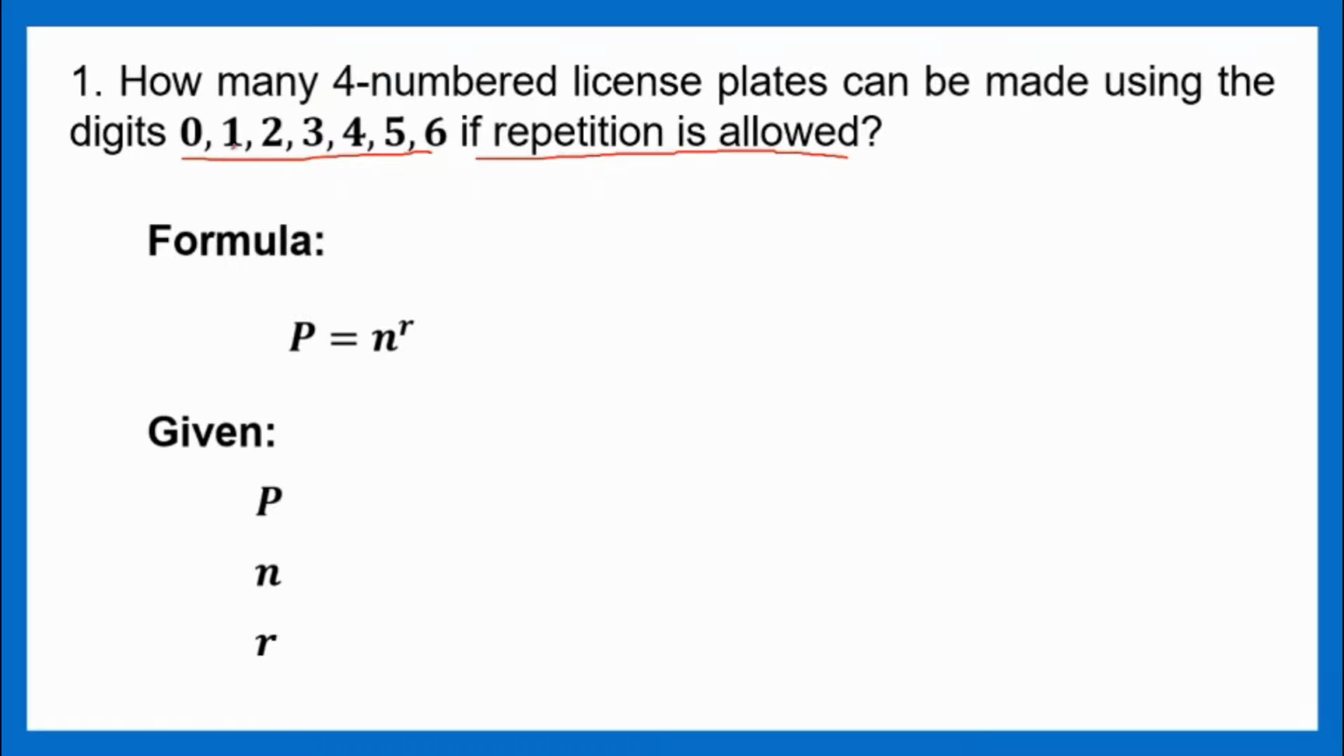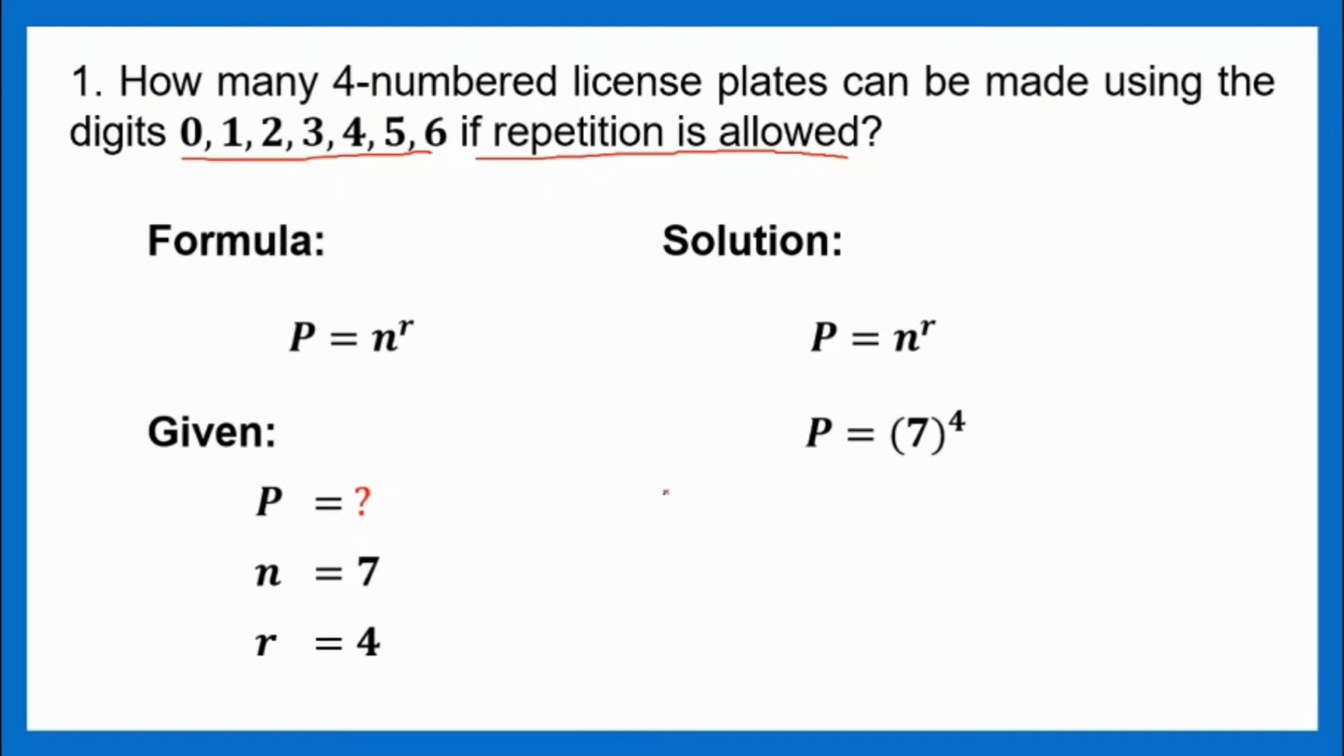Tapos yung R, dito sa 7, 4 yung kukunin. So, yun yung choosing objects. So, that's R. P is question mark. N is 7. R is 4. Then, solution. Formula. Substitute. So, make sure nasa parentheses. 7, tama ba? Ang N ay 7. Ang R ay 4. So, correct.